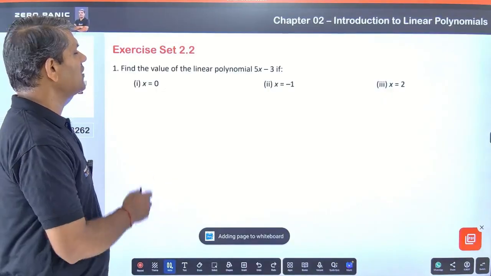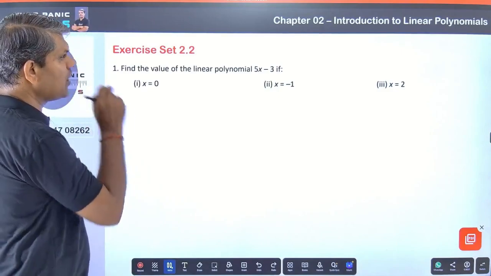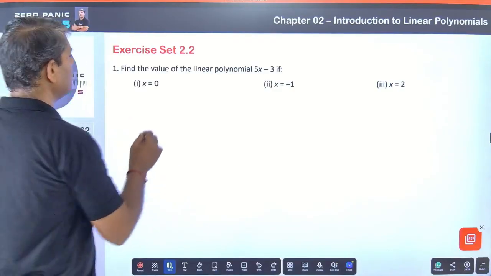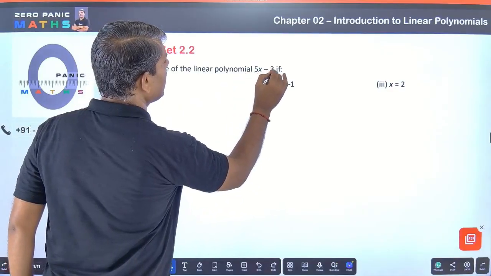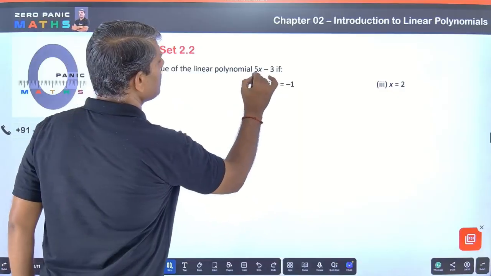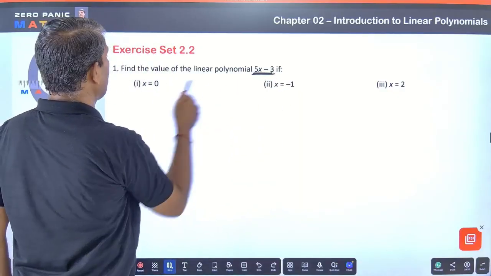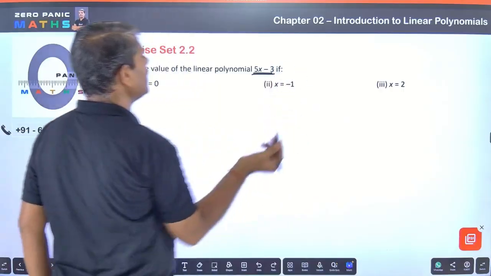Now let us consider exercise set 2.2. These are also simple examples only. Let us solve them one by one. Find the value of the linear polynomial 5x minus 3. We have to put in x values as 0, 1, minus 1 and 2, and find the value of each.